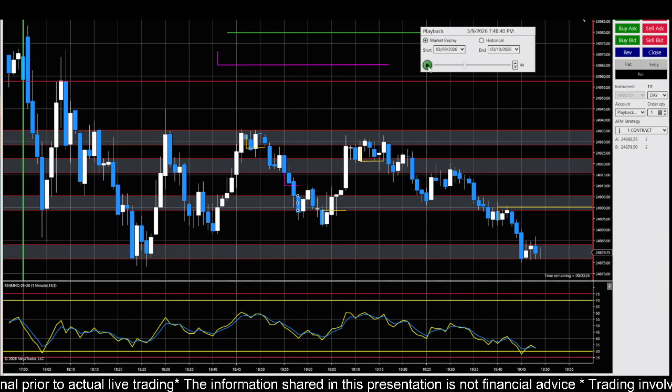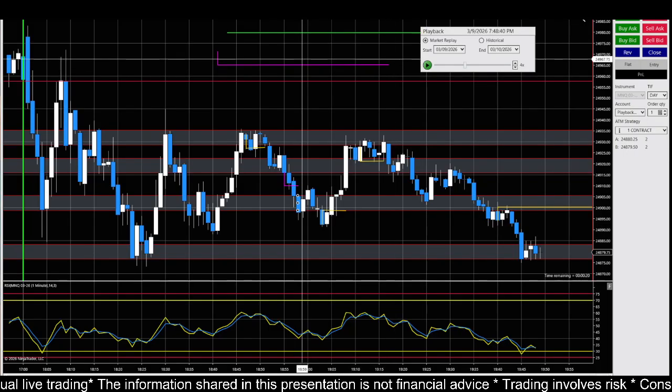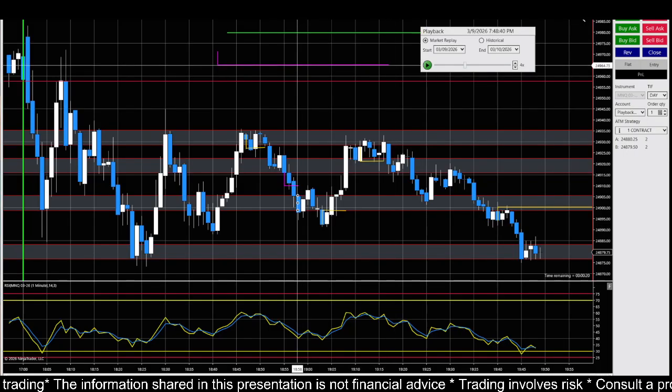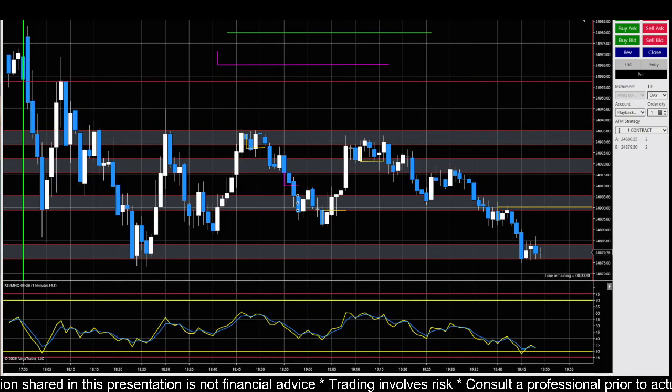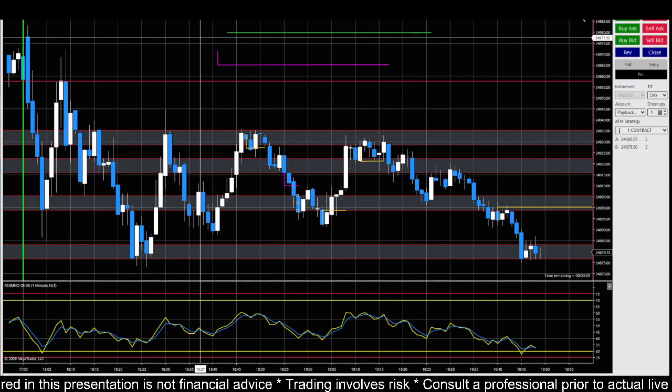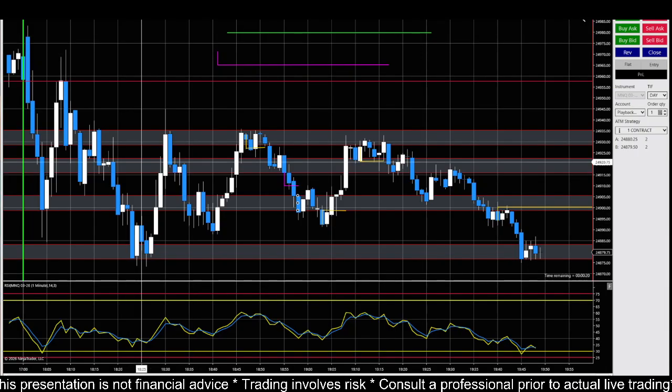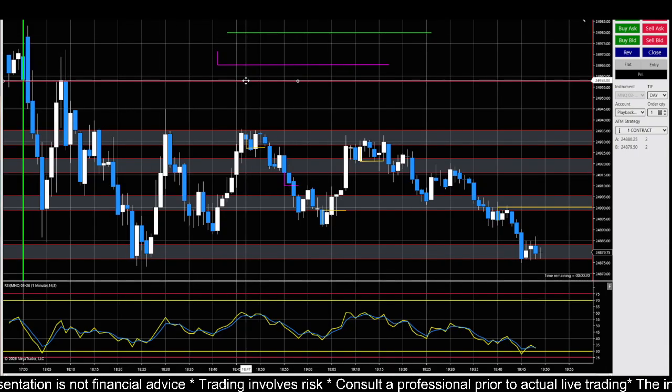Now I want to show you something. This is how the night went. I didn't take any trades. What I want to do now is take this off of the screen and show you something. So we don't have any indicators on the screen here. We can get rid of that red line because it didn't go back up there.